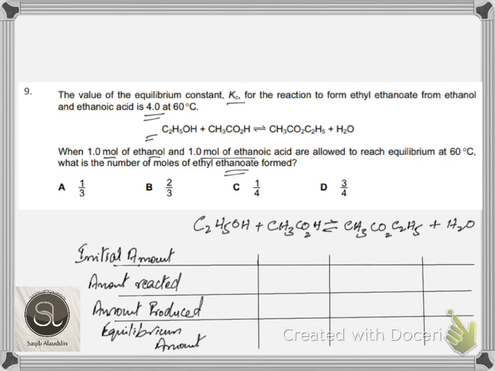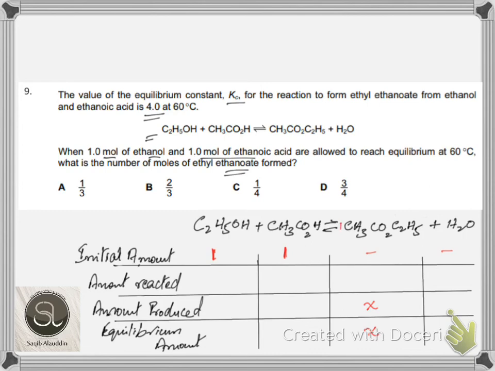Once again, I've made this format. You have 1 mole of ethanoic acid and 1 mole of ethanol and nothing of the product. And assume you have X moles of ethyl ethanoate at equilibrium. Remember, of course, all the ethyl ethanoate is produced. So that means X moles of ethyl ethanoate are produced.